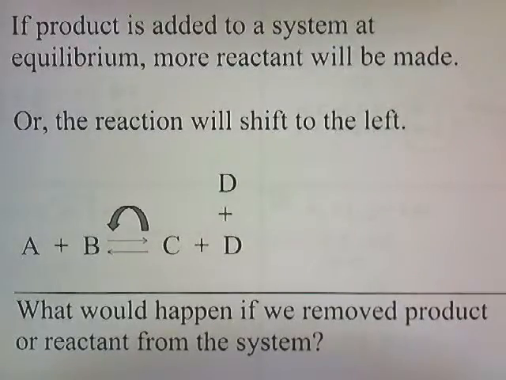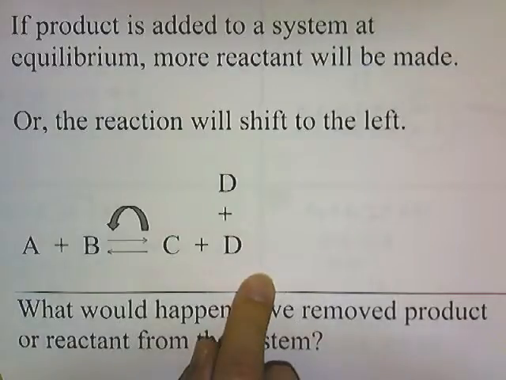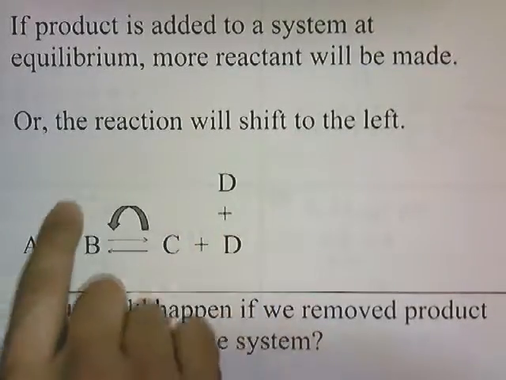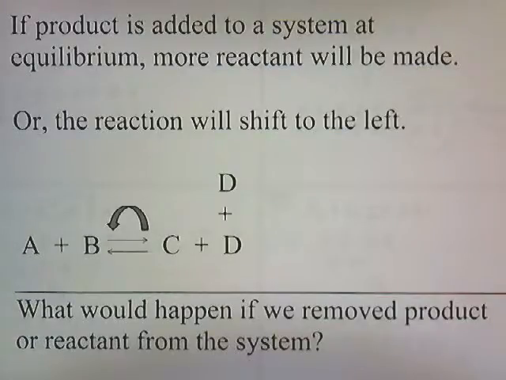If product is added to the system at equilibrium, more reactant will be made, or the reaction will shift to the left. So if you add product to a system at equilibrium, the equilibrium will shift to the left, and more reactant will be made. All right. Now, what would happen if we were to remove product or reactant from the system?